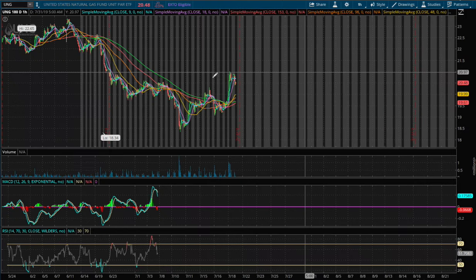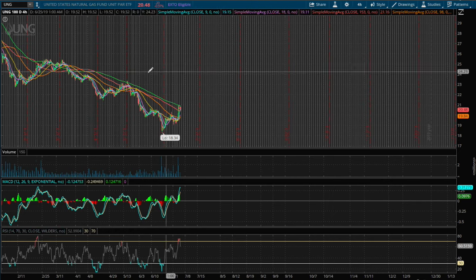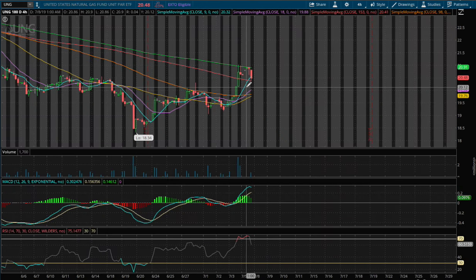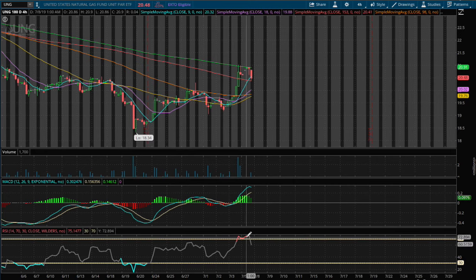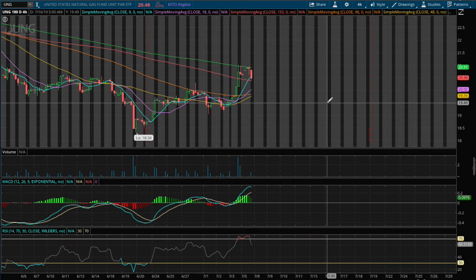On the 1 hour chart, we are no longer overbought on the RSI. On the 4 hour chart, we are at support at the 9 moving average and we hit resistance on the 200 moving average. And we also got off of overbought territory on the RSI. So I do see a possible sideways action.